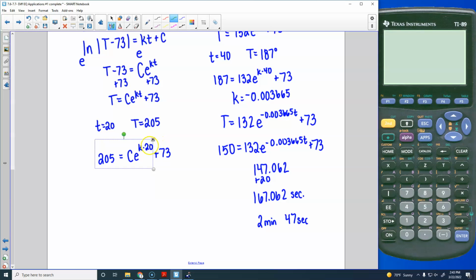So if we fix it by putting a 0 right here, K times 0 is 0, and e to the 0 is just 1. And so you can solve that much more easily, as long as you add it back at the end.